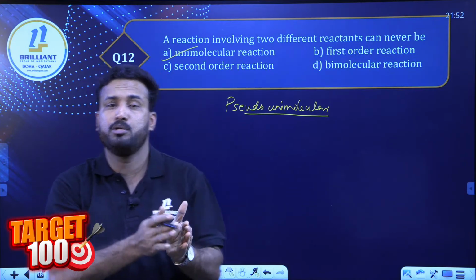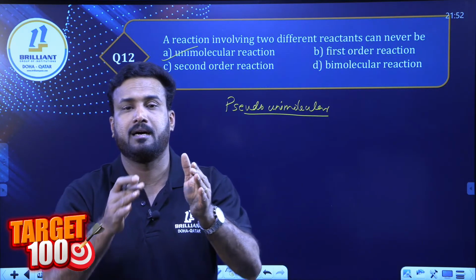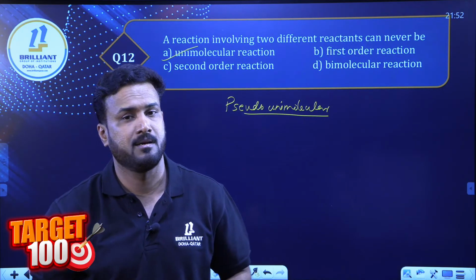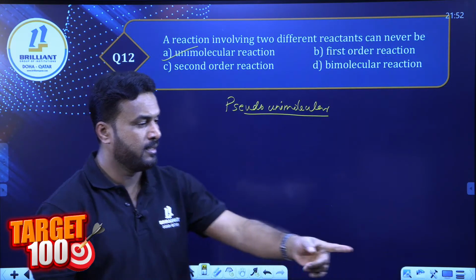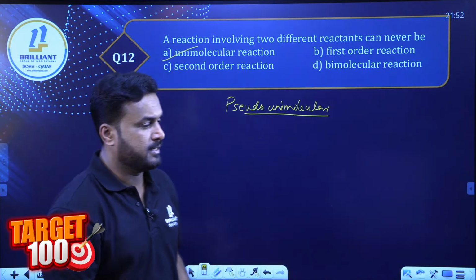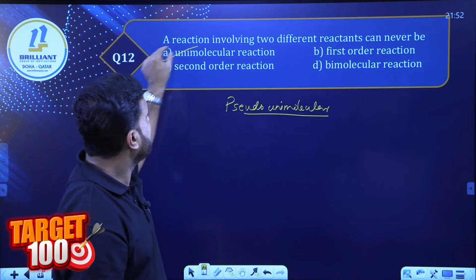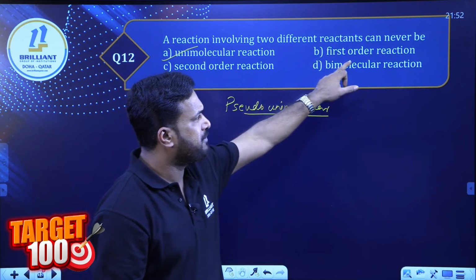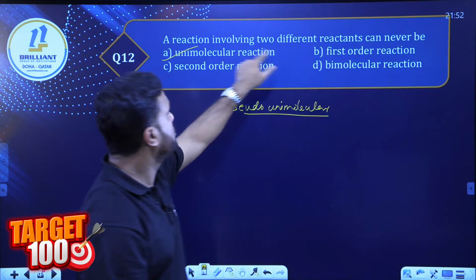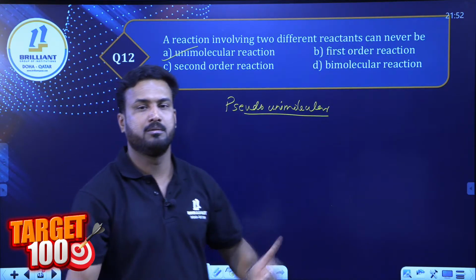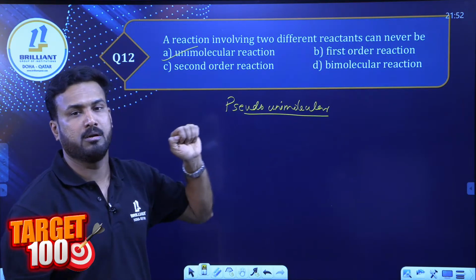Why do we call it pseudo unimolecular? Because one of the reactants we are taking in excess. That's why pseudo unimolecular. Otherwise it can never be unimolecular. Yes, correct option is A, Sonia, correct. It can be a first order reaction, no doubt. It can be bimolecular, and two different reactants means it can be second order, no doubt, but it can never be unimolecular.